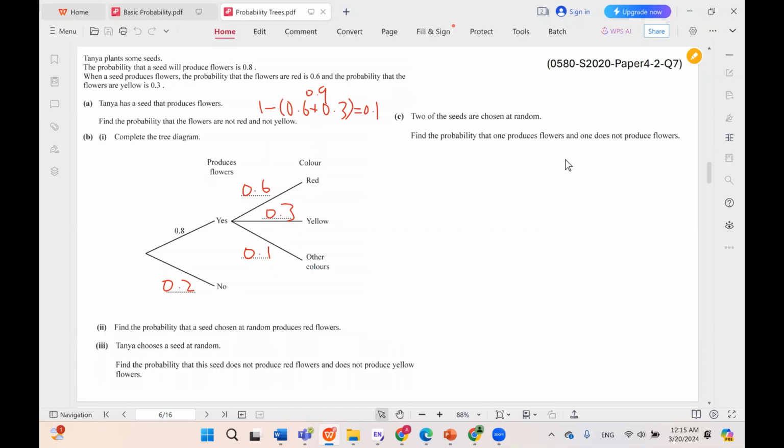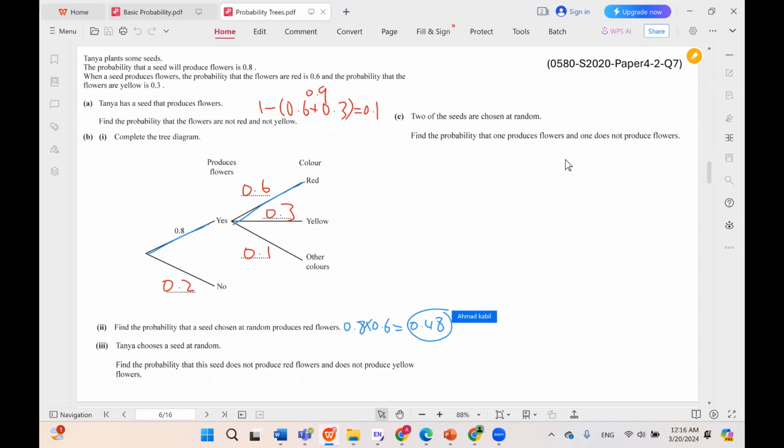In double I, we're asked to find the probability that a seed chosen at random produces red flowers. So it must produce flowers, and then they must be red. So we're going to thread down this path here. So 0.8 times 0.6. And this gives us 0.48 as a final answer.